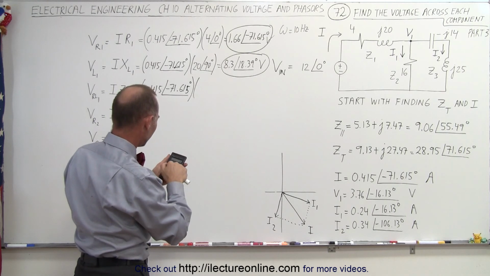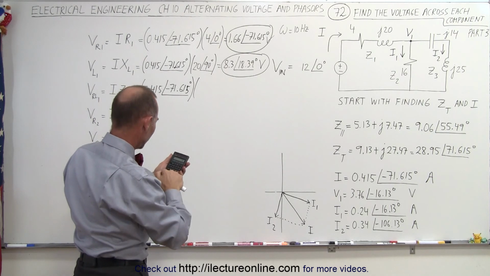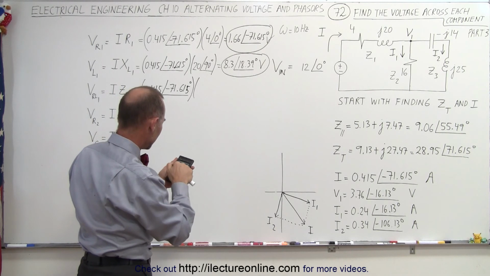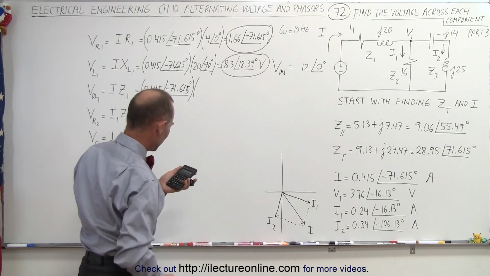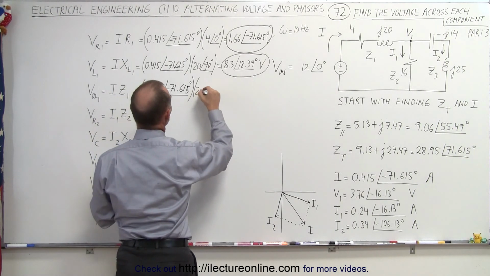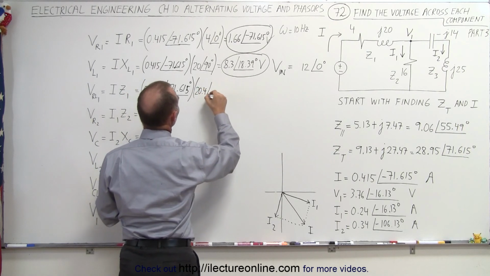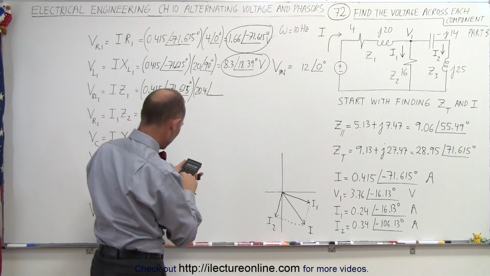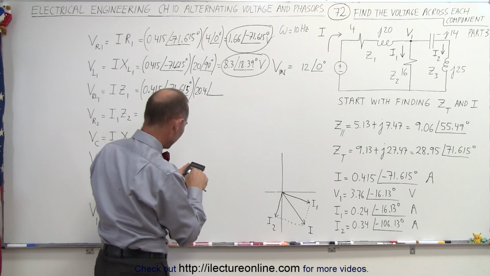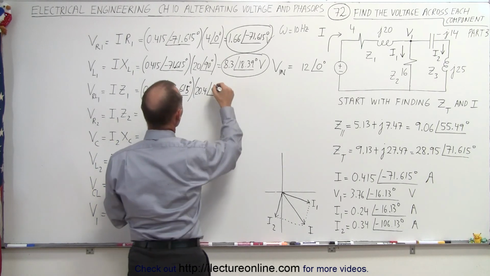All right, that's 4 squared plus 20 squared, that's 416. Take the square root of that, that would be 20.4. So that's a magnitude of 20.4 with a phase angle of, that would be 20 divided by 4. Take the inverse tangent of that, that's 78.69 degrees.